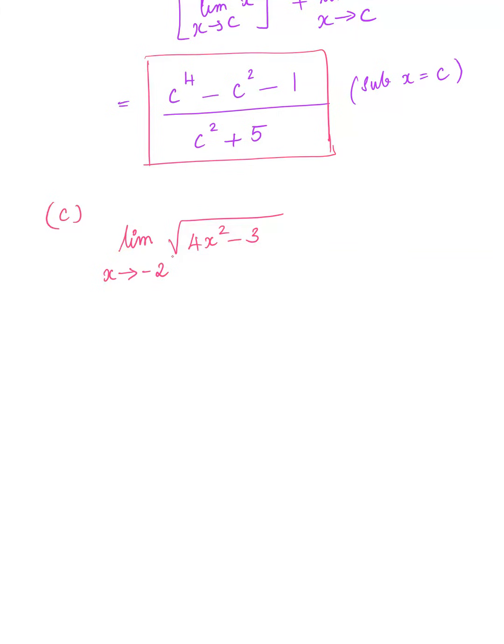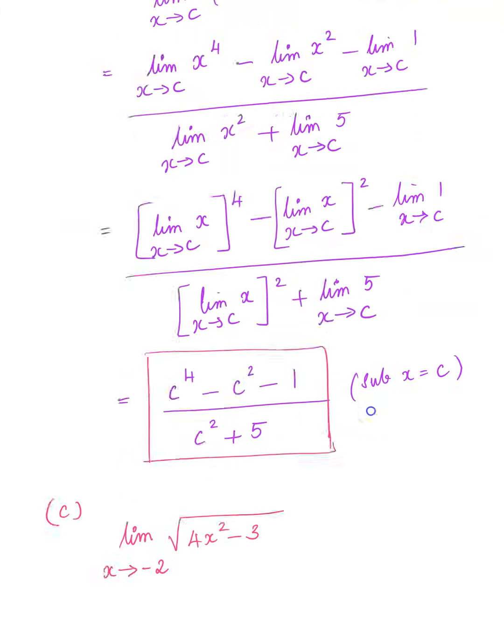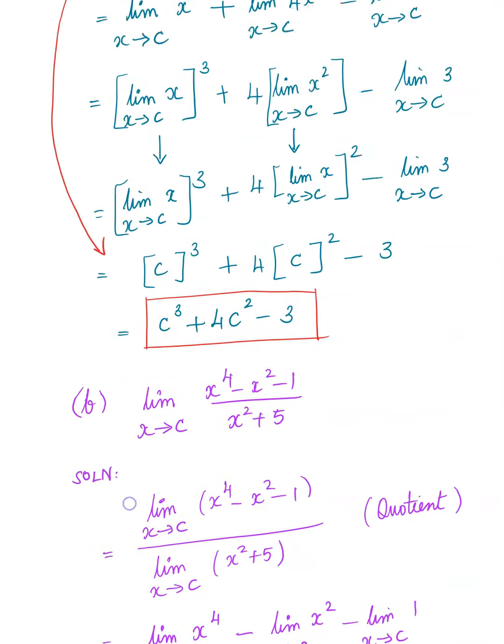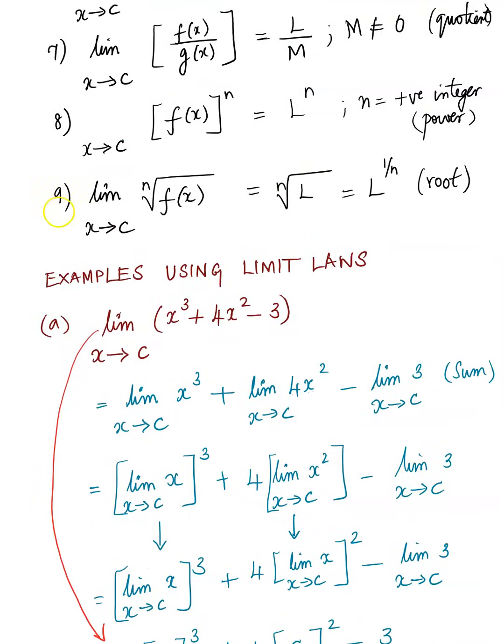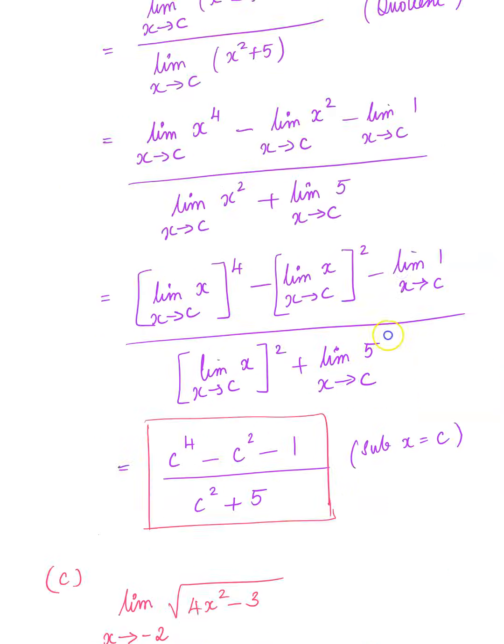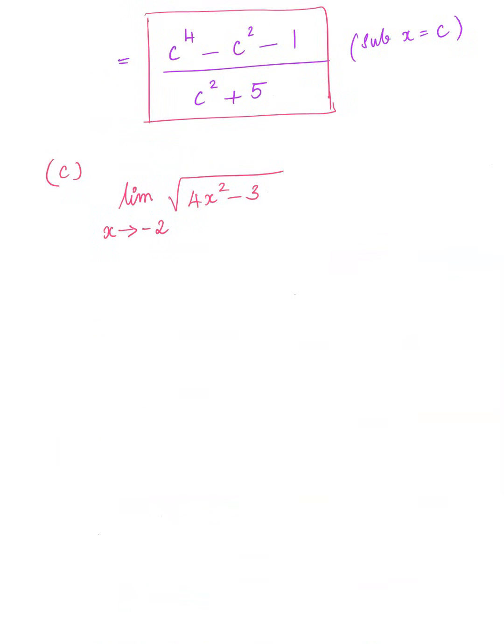Okay, x approaches -2. Now look at your function. Your function has a radical sign. So go for the property that allows you to handle the radical. That's your property number 9, where if you had the radical, it's as if you could take the radical out and bring the limit inside under the radical. So let me show that here.